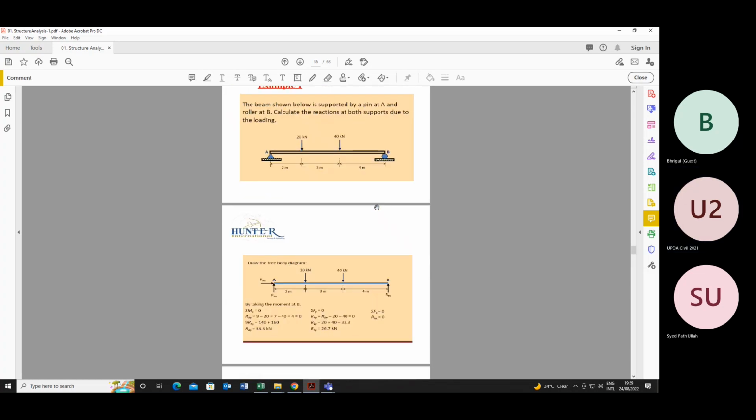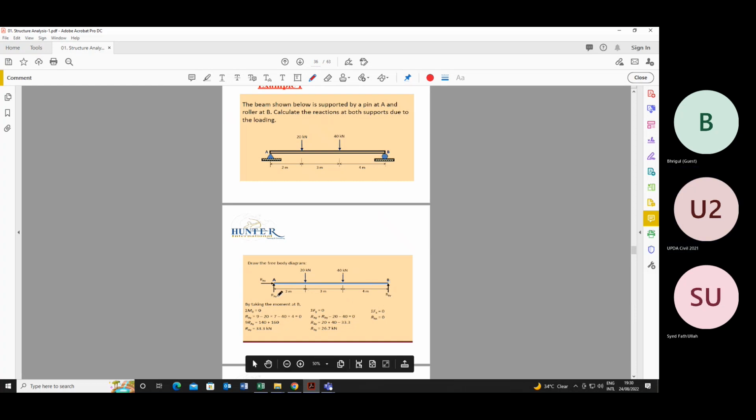So if we consider point A, we have a hinge support. With a hinge support, there will be a reaction in the upward direction and a reaction in the x direction, along the x-axis. So we will use the three equations of equilibrium. Summation MB, that is, moment at B, is equal to 0. So let's calculate the moment at B, considering B.